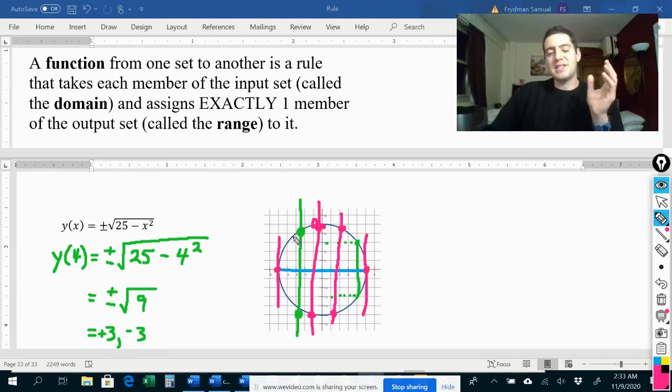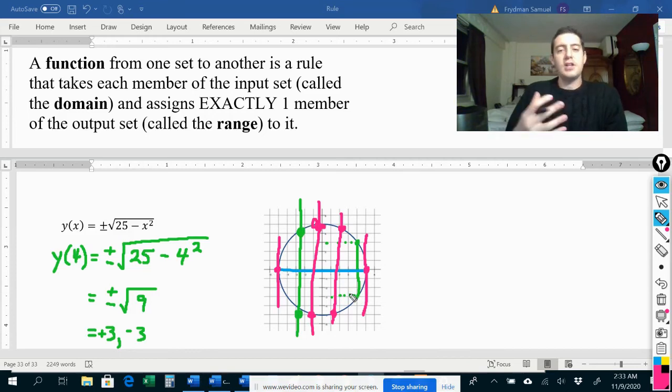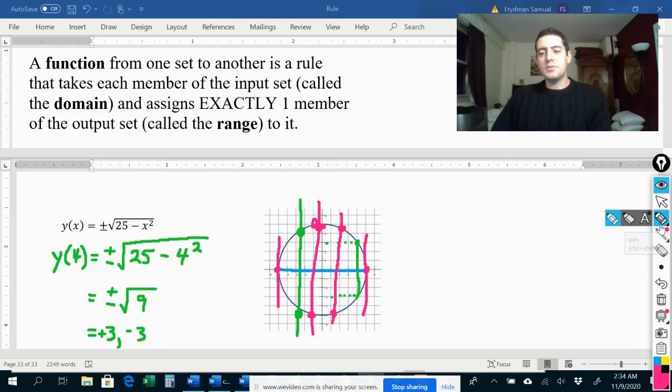But since I do have all of these vertical lines here with 2 outputs instead of 1, it tells me that I don't have a function. Even if I only had 1 vertical line that had more than 1 output, then it would tell me that the graph that I'm looking at is not a function. All right? So let's move on now to one more example.